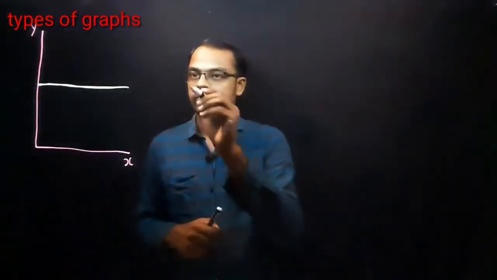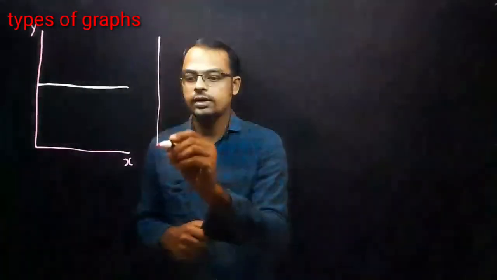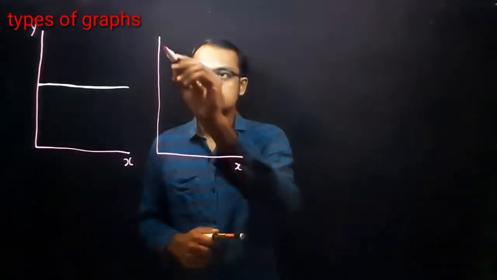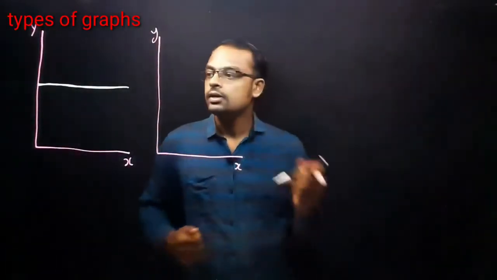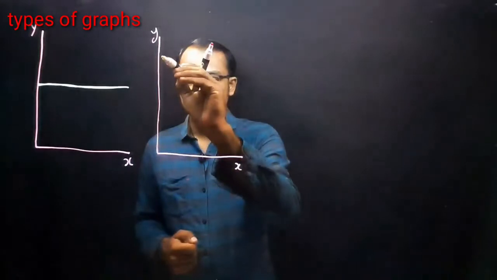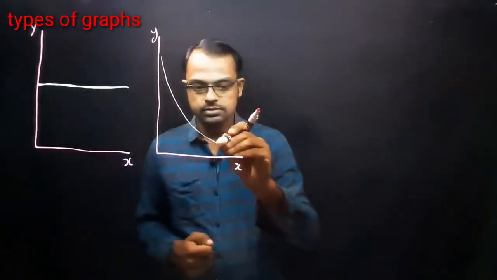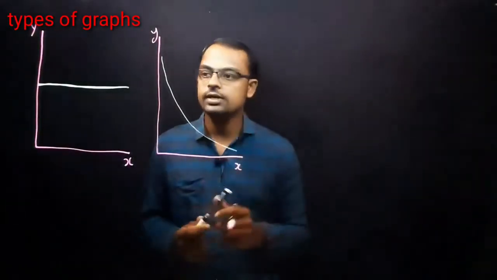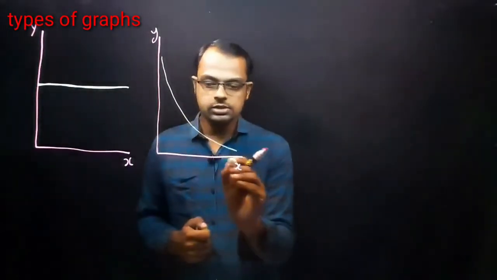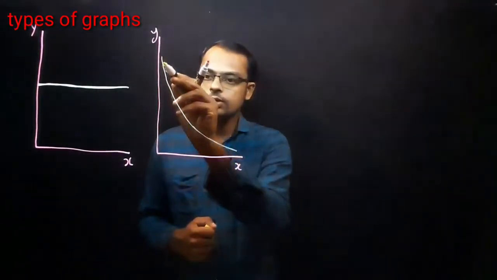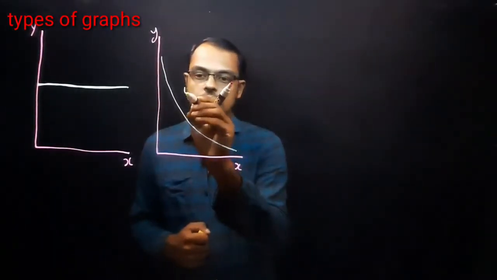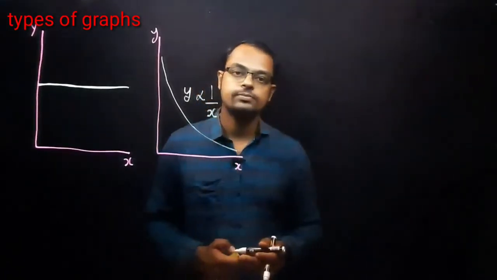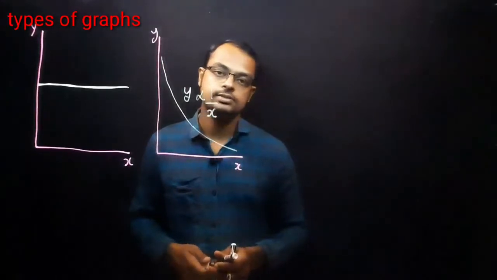Now let me draw one more graph here. Once again, this is the x-axis and this is the y-axis. If I draw a graph like this, is there any relation between x and y here? Definitely you can say there is a relation. When the x value increases, the y value keeps on decreasing. So what is the relation here? y is inversely proportional to x. So this is the relation between y and x.